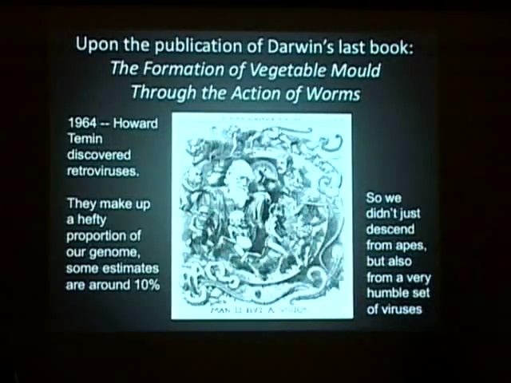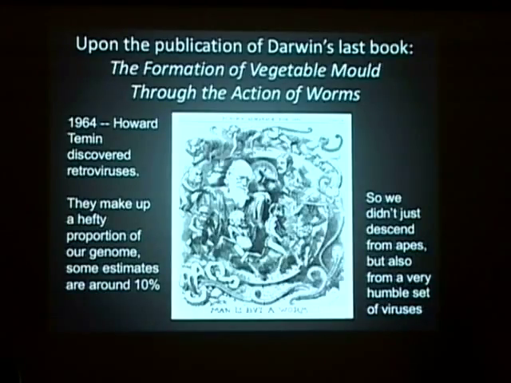So back to Darwin just for a minute, because I think this is so interesting. In 1964, Howard Temin got the Nobel Prize for discovering retroviruses. And he was actually one of the guys who founded our database. He thought we needed such a thing because retroviruses were so variable. They thought we needed one place to keep track of them.